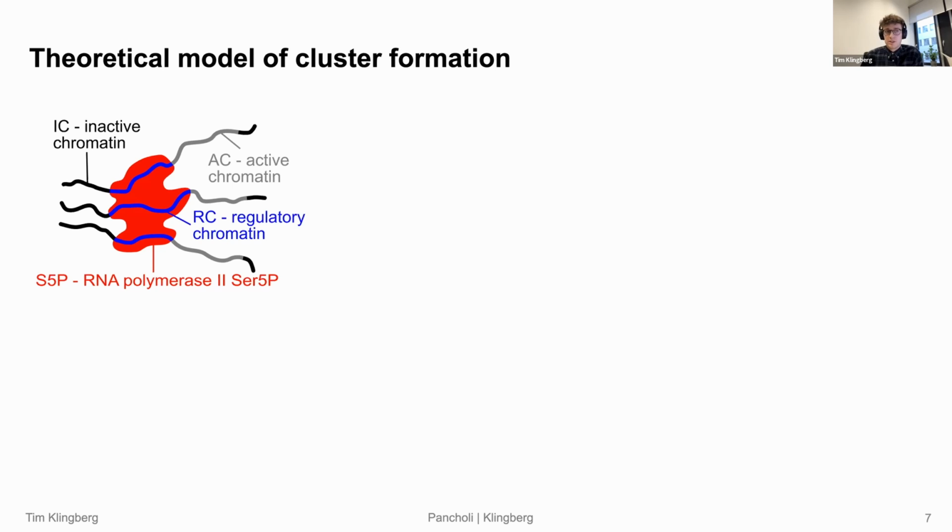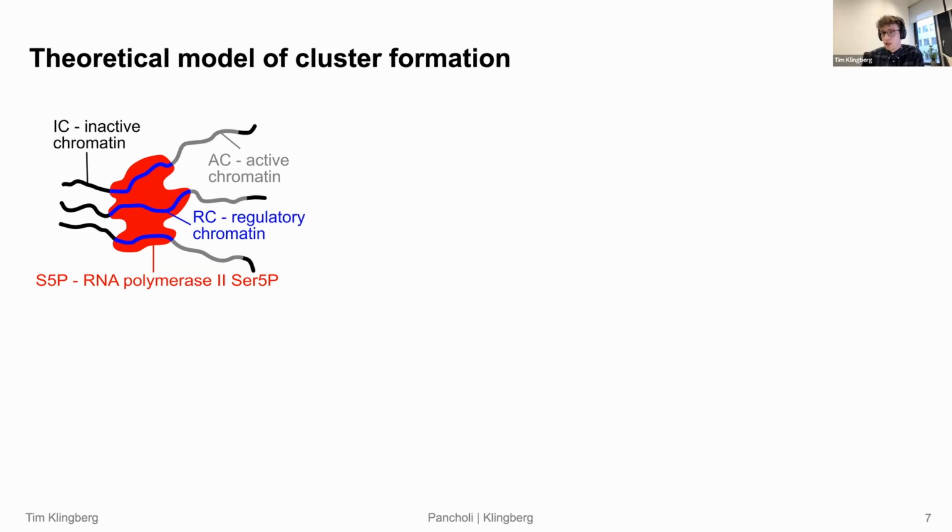In addition to the red species, we also have chromatin that serves as a surface for cluster formation. And this chromatin has 3 subregions. The first one is inactive chromatin, shown in black, for which we assume self-affinity. Then in blue, we have regulatory chromatin, which has an affinity towards the red species. And directly adjacent to this blue region, we have active chromatin, which represents the effect of transcription elongation. And since, as Aga said, elongating polymerase II is excluded from these clusters, we assume repulsion of gray to red.